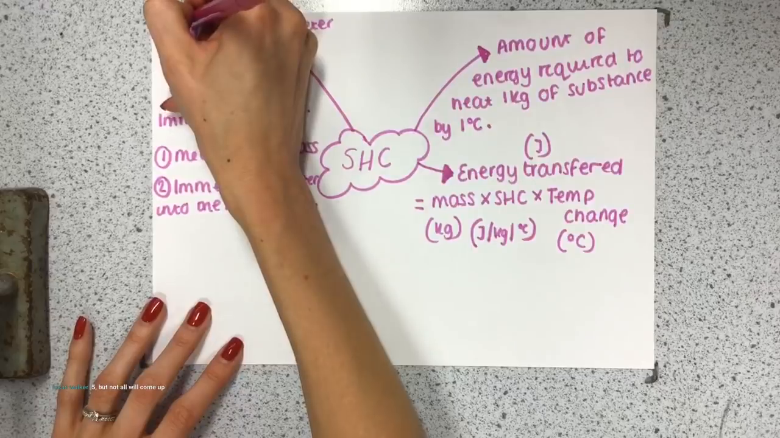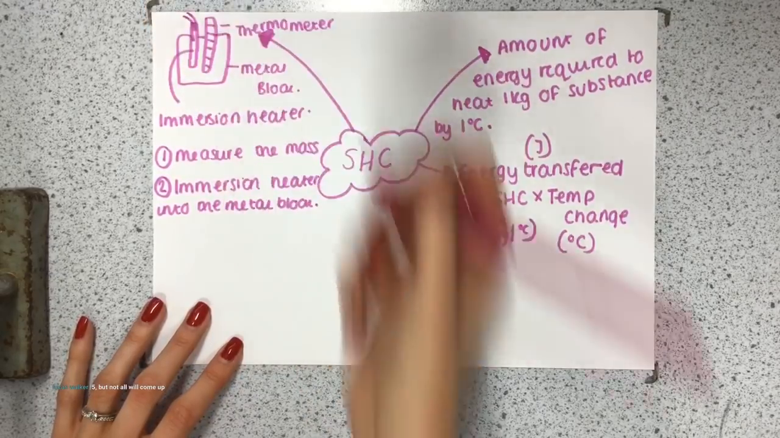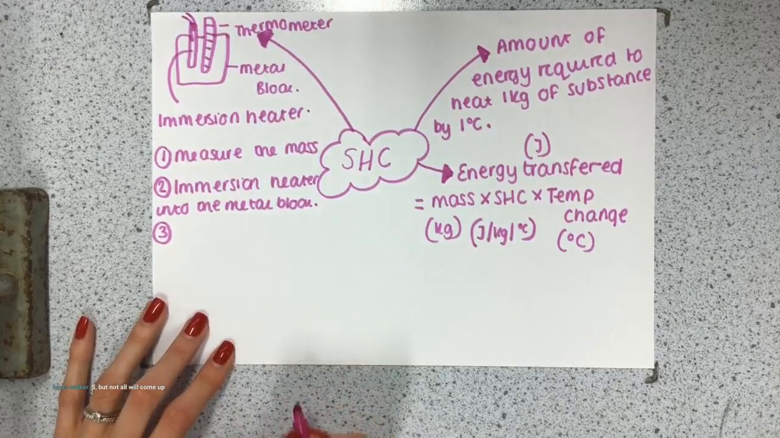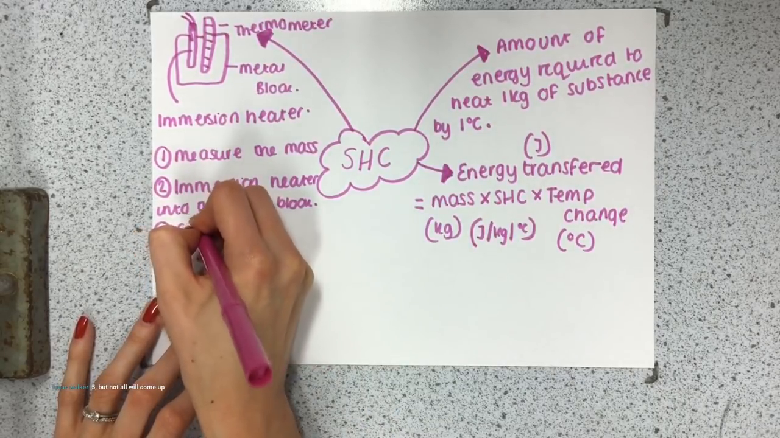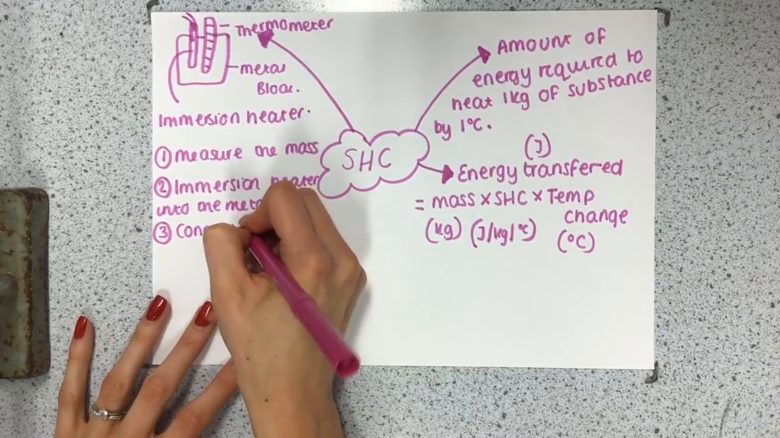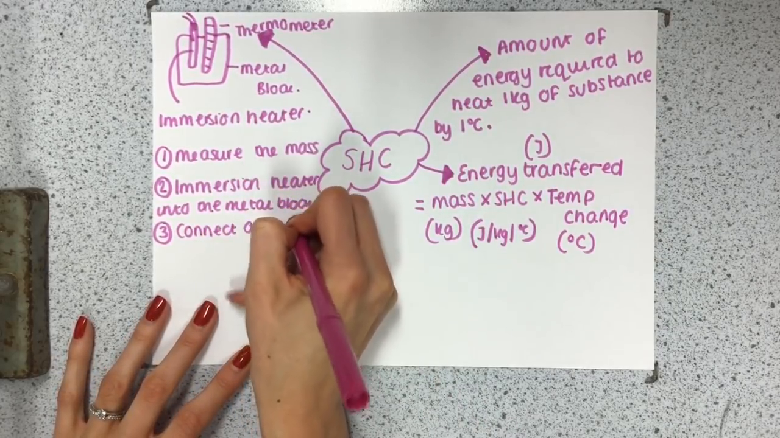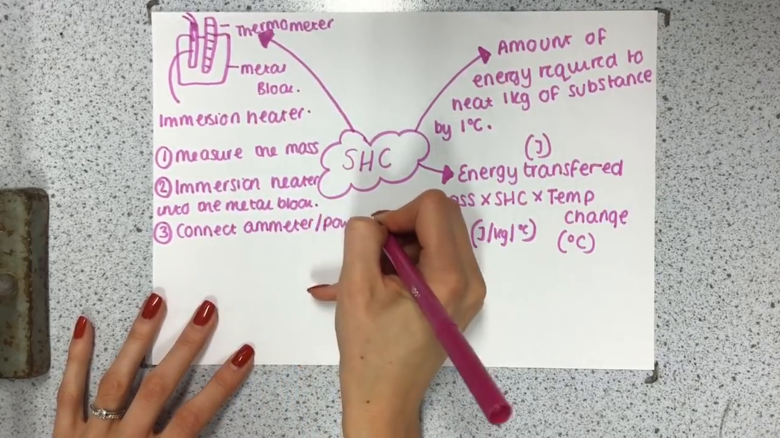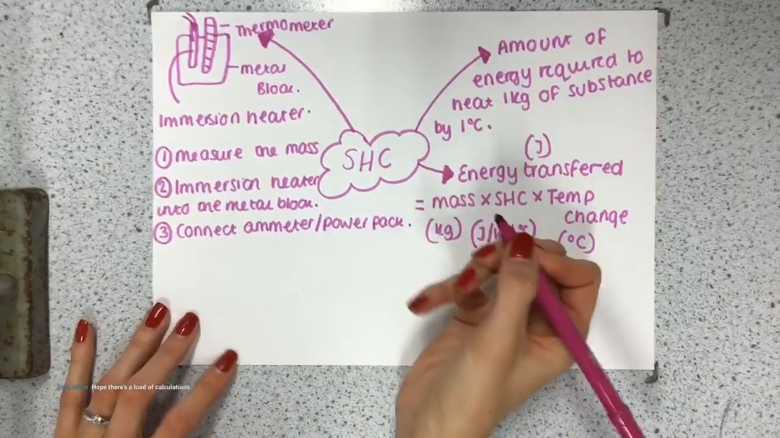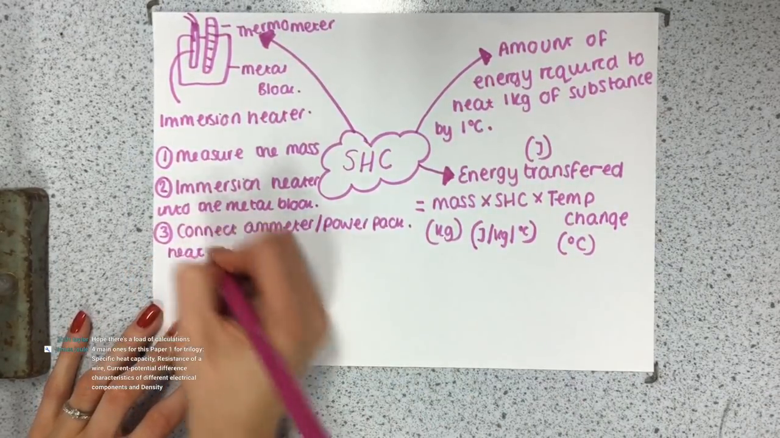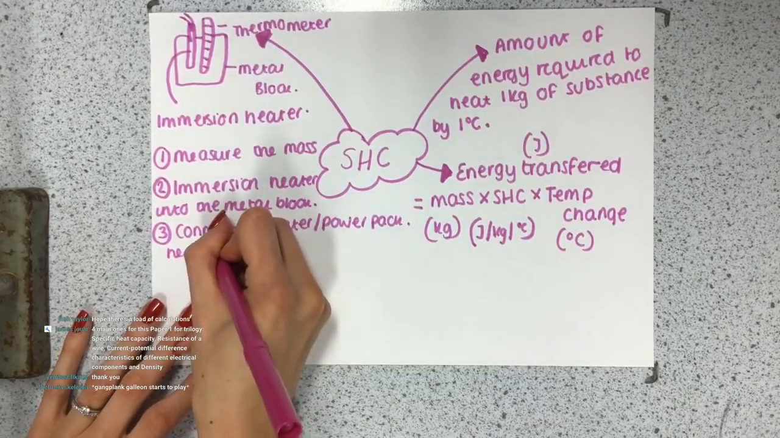Okay, now the immersion heater would have wires coming out the top of it. So what you have to do is connect in a series circuit the ammeter, and that's going to be used to measure your current. You would need a power pack, and obviously you would have the heater as well. So all connected in a series circuit.